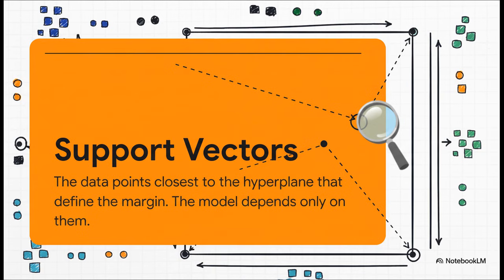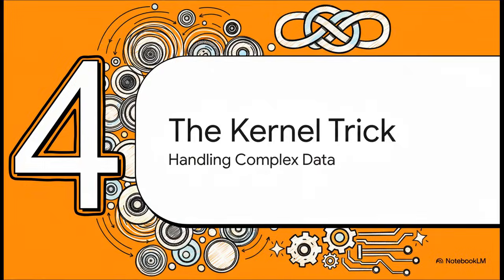The entire model is literally supported by these few critical points. Okay, that's great for data that's easy to separate. But what happens when a straight line just won't cut it? Well, this is where SVM pulls out its secret weapon.